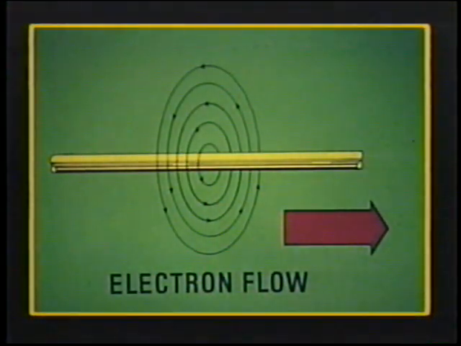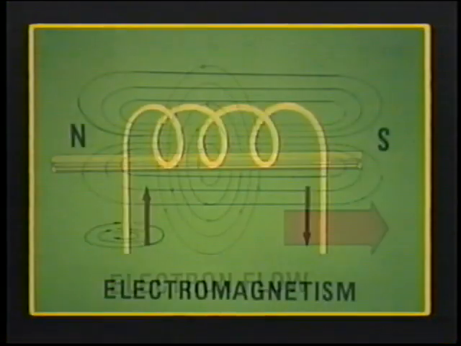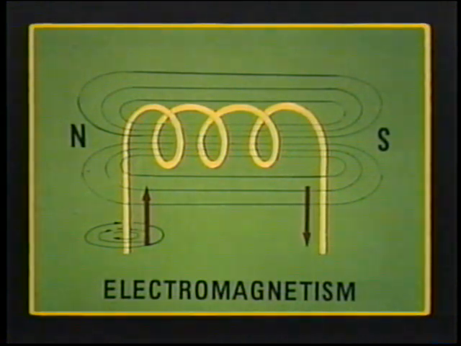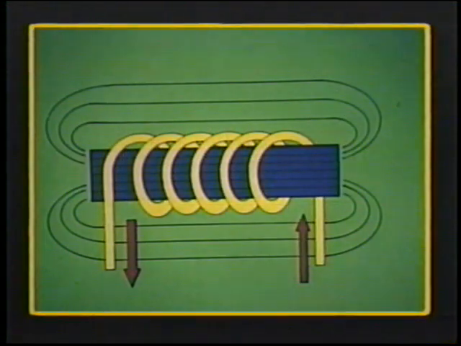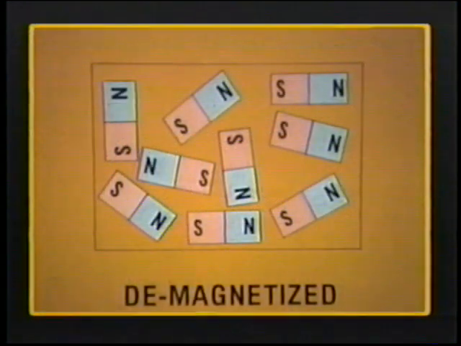When electrons flow in a conductor, these lines of magnetic force, called flux, encircle the conductor. The intensity of these lines of flux may be increased by forming the conductor into a coil, by concentrating the flux with a soft iron core, or by increasing the current through the coil. Permanent magnets retain their magnetic characteristics after the magnetizing force is removed.